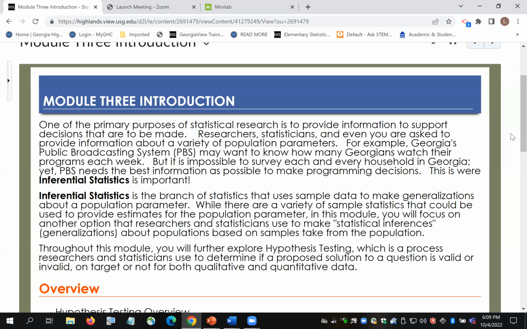There's a great example that is given in the introduction. It says Georgia's public broadcasting system may want to know how many Georgians watch their programs each week. But again, as we've talked about, it's going to be difficult to survey each and every household in Georgia. So we take a smaller subset known as the sample, and then based on the results from that sample, we then infer or apply that information back to the population parameter.